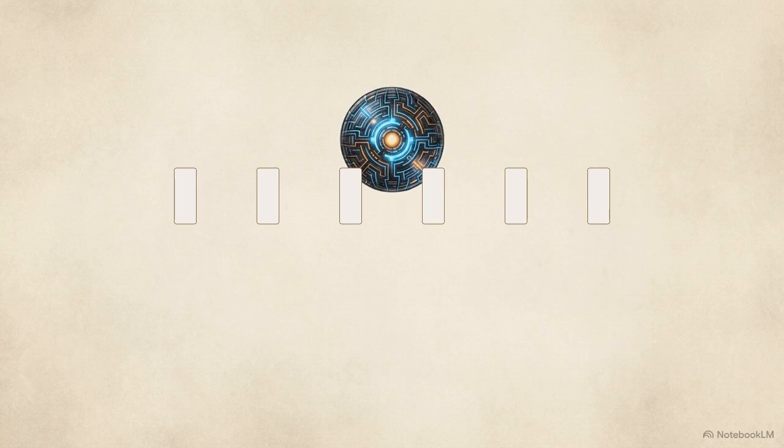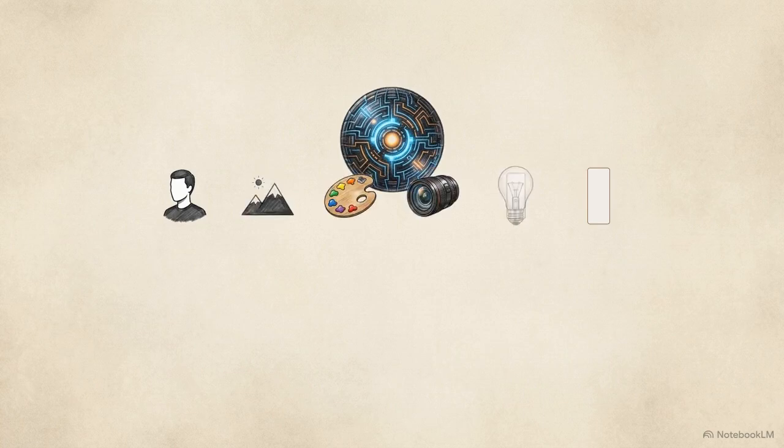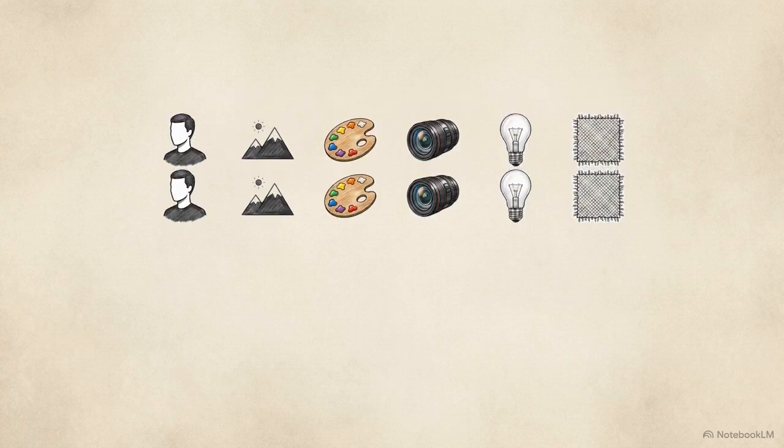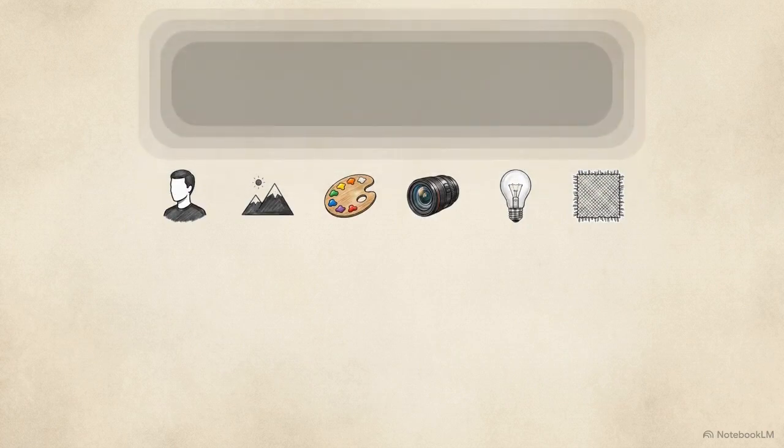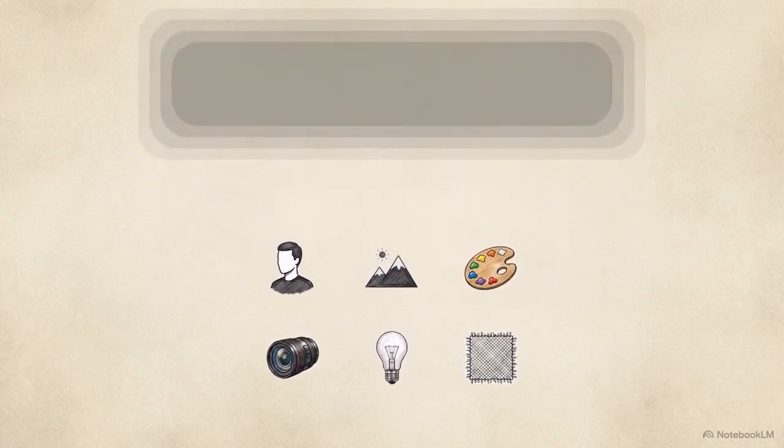Use a 6-part framework to translate these descriptions into cinematic shots. Each prompt must define subject, environment, style, camera, lighting, and texture. Vague prompts give the AI too much room to guess. Defining these specific variables forces the engine to follow your exact visual direction.